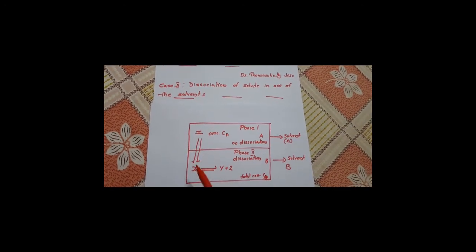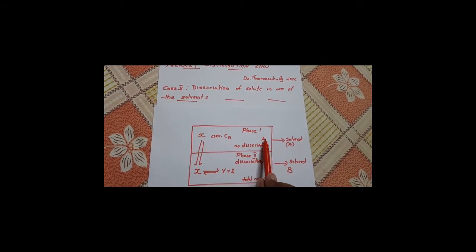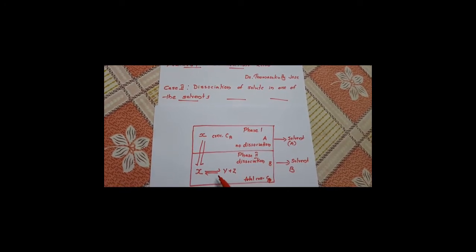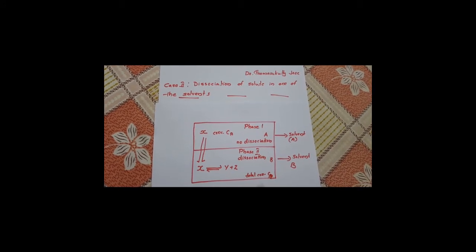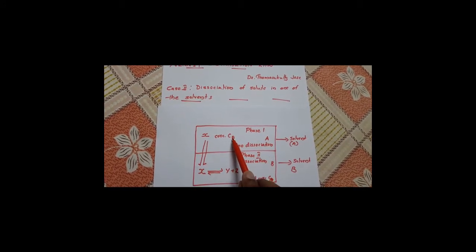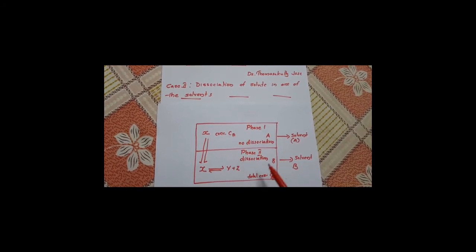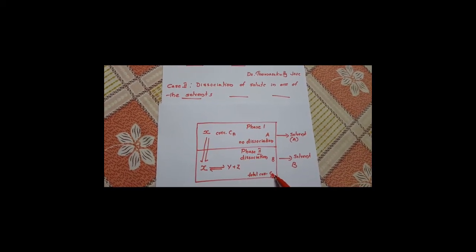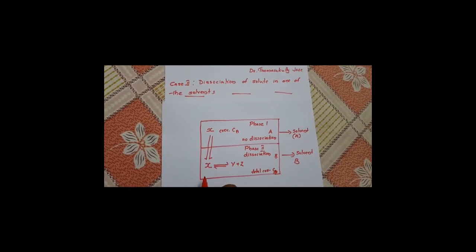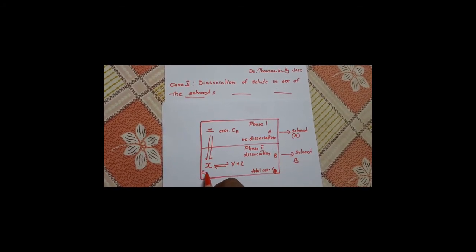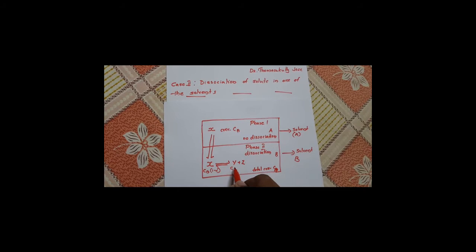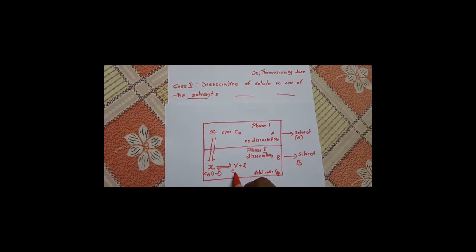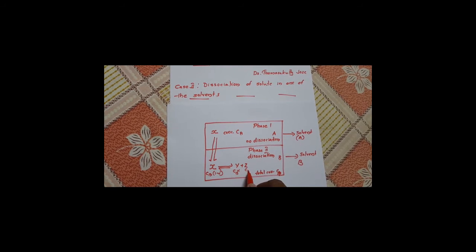Here in phase 1, in this solvent, there is no dissociation of solute. In solvent B the solute undergoes dissociation to form Y plus Z in solution. The total concentration of solute in solvent A is Ca and the total concentration of solute in solvent B is Cb. If it dissociates, then Cb into 1 minus alpha is equal to Cb alpha into Cb alpha.